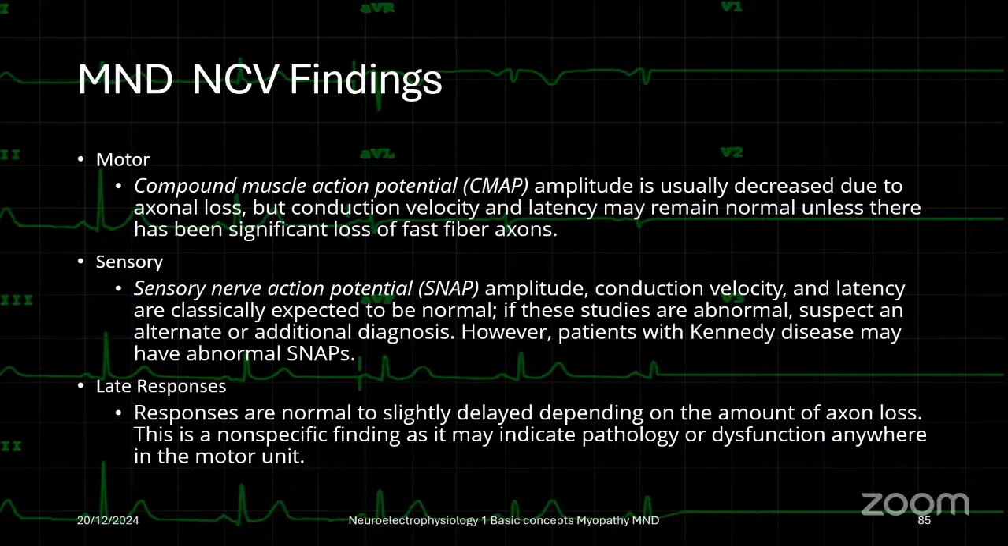Patients with Kennedy disease may have abnormal SNAPs. Late responses are normal to slightly delayed depending on the amount of axon loss. This is a non-specific finding, right? Whenever there is gross atrophy, the F wave is not elicited at all.